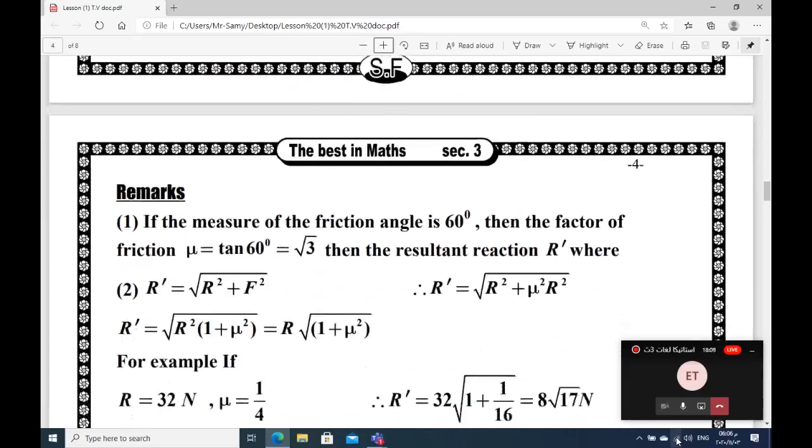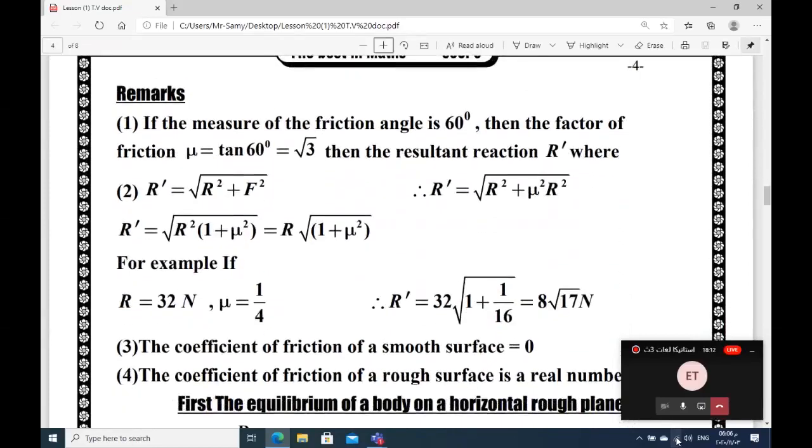طيب مستر محمد عاوزين we try to calculate the value of R dash. What is the rule of R dash? You know that R dash is called the resultant reaction. Resultant reaction is the square root of R squared plus mu squared R squared. We can take R squared as a common factor. We deduce that R dash equals R multiplied by the square root of 1 plus mu squared.